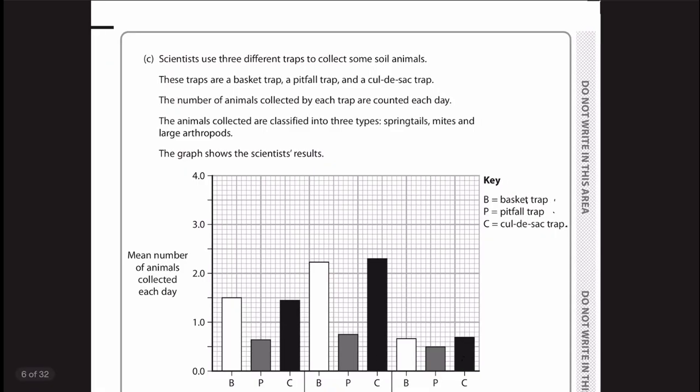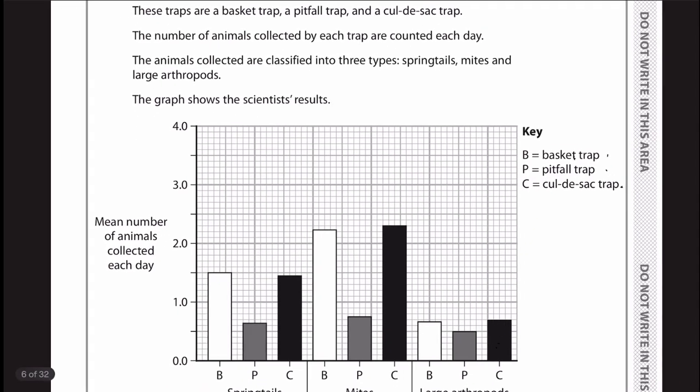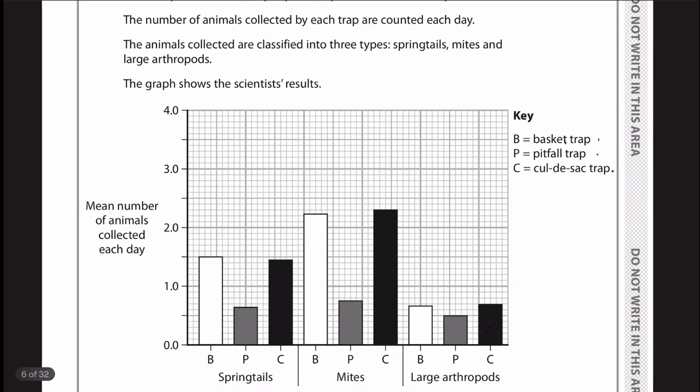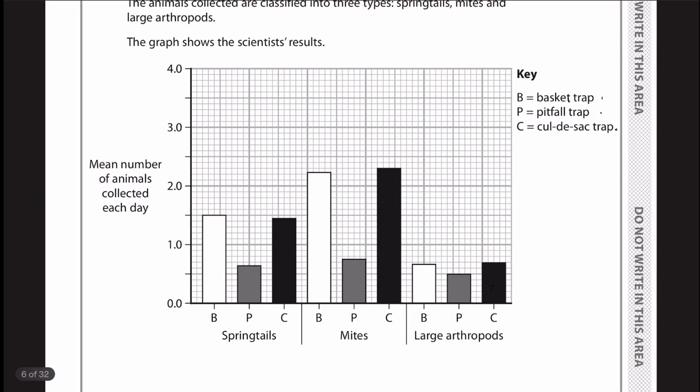All right, so now we're on C. It says scientists use 3 different traps to collect some soil animals. These traps are a basket trap, a pitfall trap, and a cul-de-sac trap. The number of animals collected by each trap are counted each day. The animals collected are classified into 3 types: springtails, mites, and large arthropods. And then we have a graph to show the scientists' results.